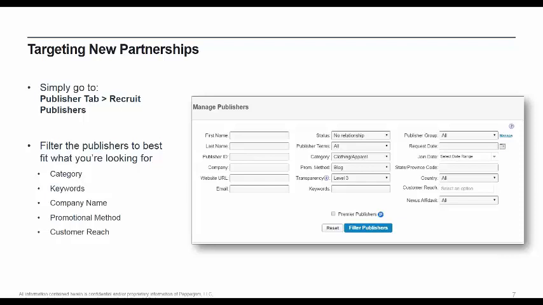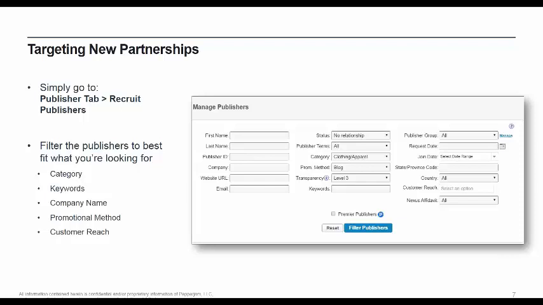So customer reach is also an important filter. So if you're thinking of targeting publishers that promote within a certain region, you might want to look for publishers within that customer reach. So maybe if you're looking for publishers that have a reach in Canada, you can select that feature as well.